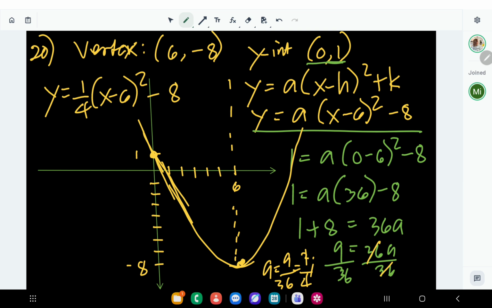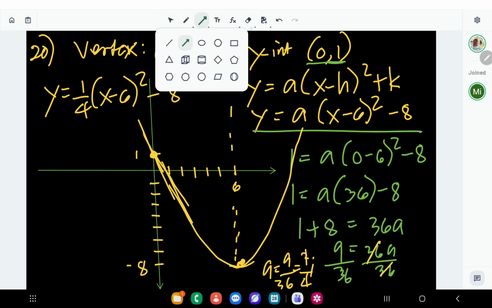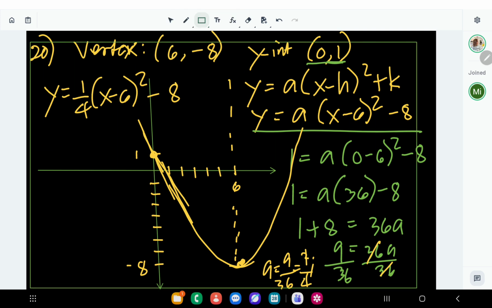So vertex is 6, -8. Check if we're really doing it correctly. Okay, y-intercept is 0, 1. You don't need the x-intercept. It will be complicated. Okay. All right, number 21. Let's try number 21.